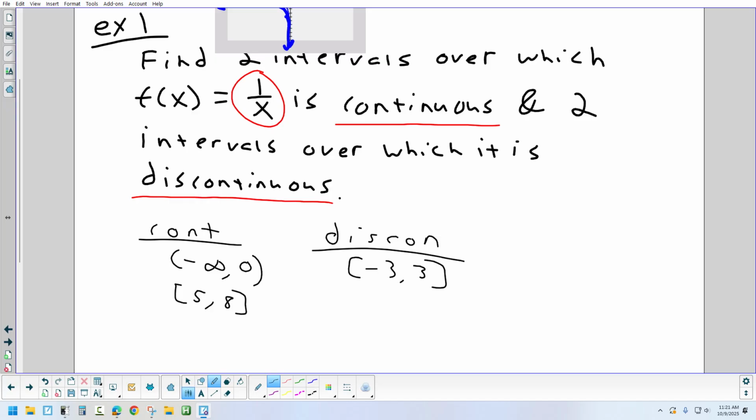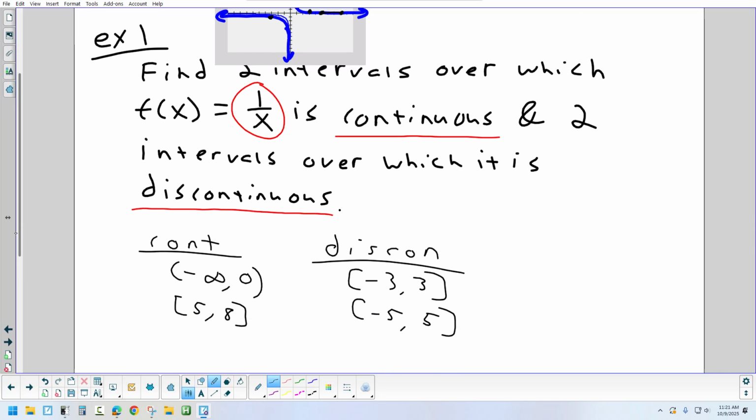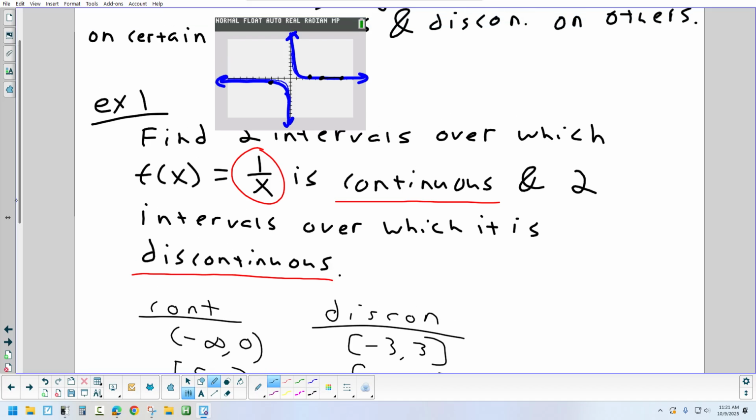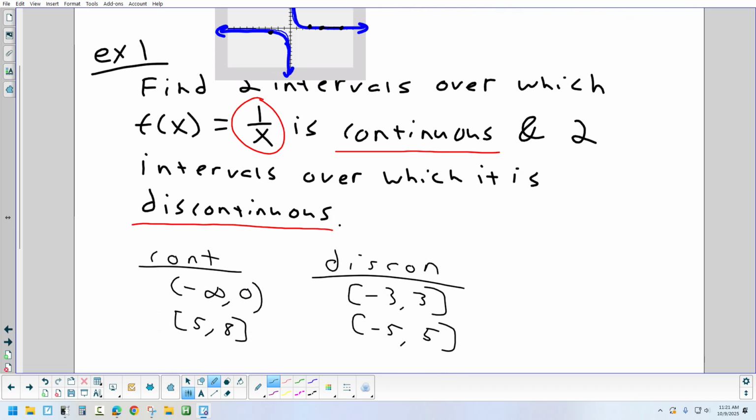How about another interval that would be discontinuous? Yeah. -5 to 5. Yeah, anything that goes through 0. As long as your first number is a negative and your second number is a positive, in this particular graph, that will be discontinuous. I can't say that that's always the case, but in this one it is. Any questions on that?